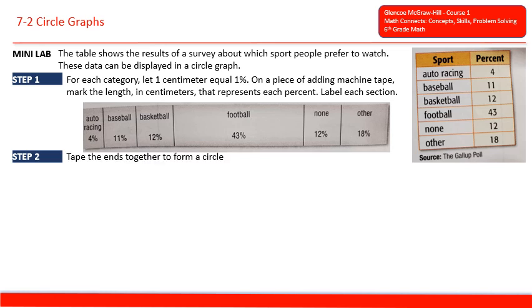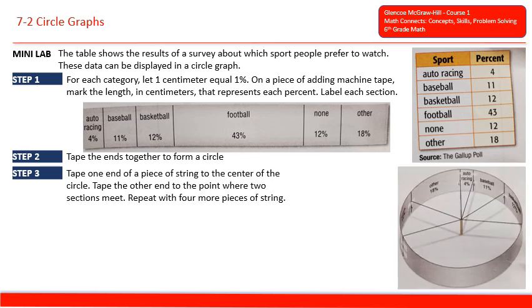Step 2. Tape the ends together to form a circle. Step 3. So I should have had that picture come up earlier, but all they did was they taped it together so that what you wrote is on the inside, and then you're going to tape string from each line that you drew. And then if you notice what it did is it made like a pie chart, right? But a 3D one for you.